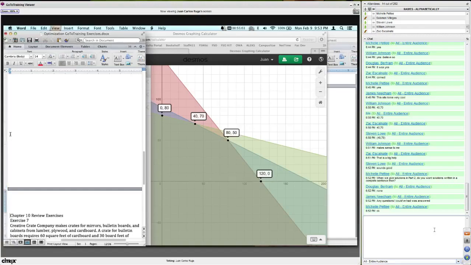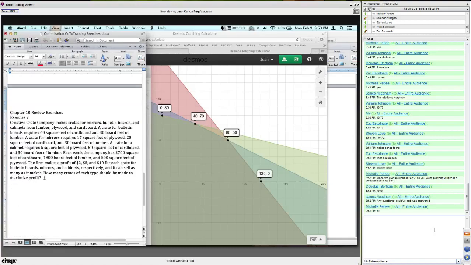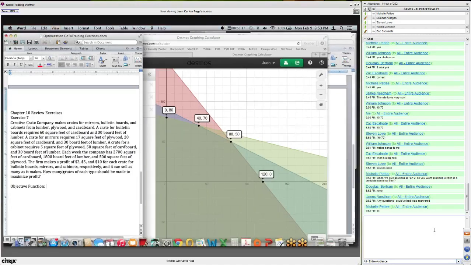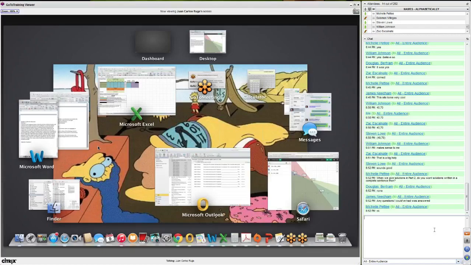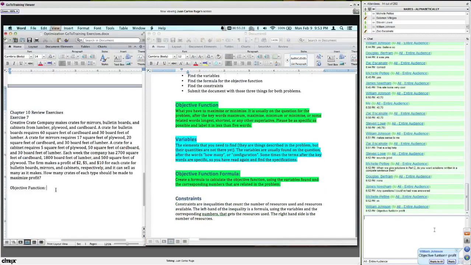Okay, guys. Read the second exercise and tell me, what is the objective function? Oh, by the way, I have to change the document and go back here, just in case you forgot. So tell me, what is the objective function for the second problem? Profit again, yes. Remember, it is found after the words maximize or maximum. So it is green here and it is green here.